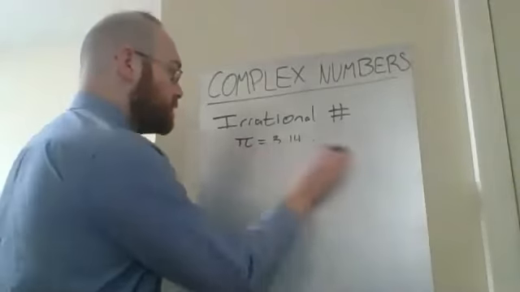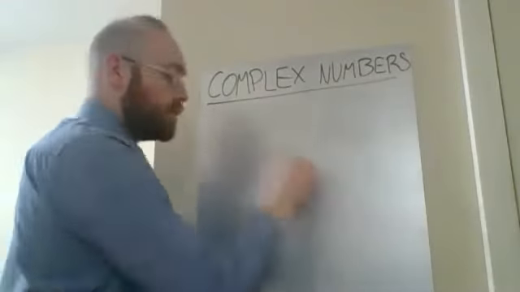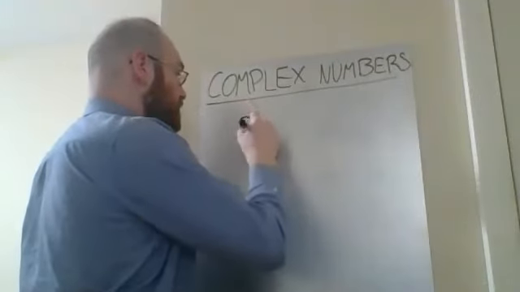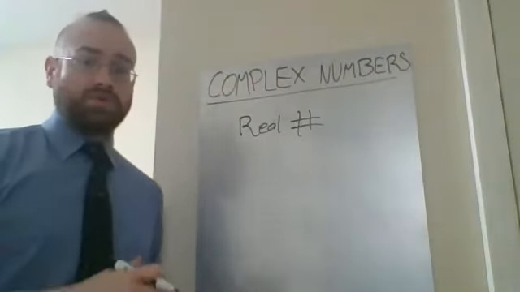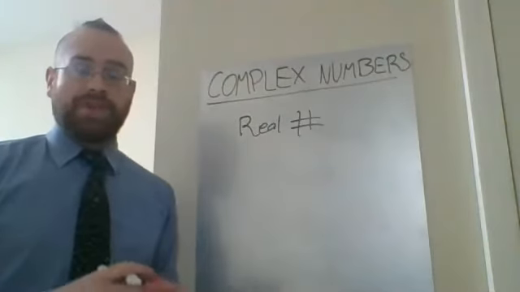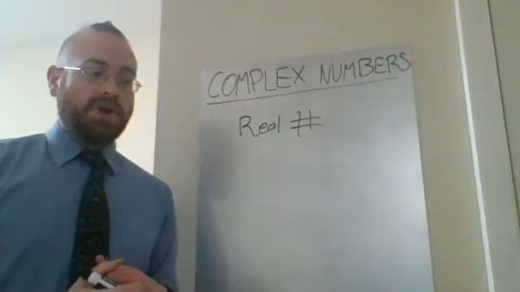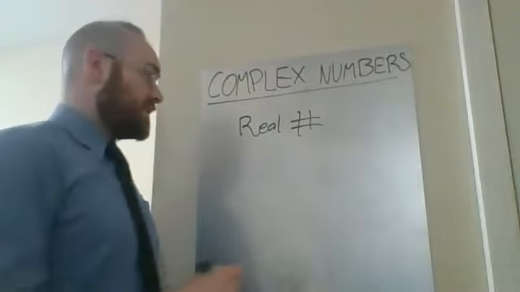So all of these numbers that we've spoken about are what we call real numbers. They're numbers that we can find on a ruler. They are measurable, they are quantifiable. But there are numbers that exist outside of this.